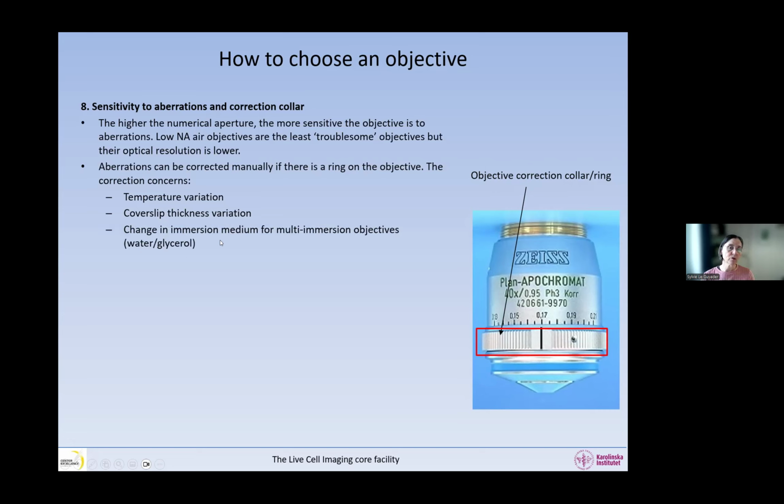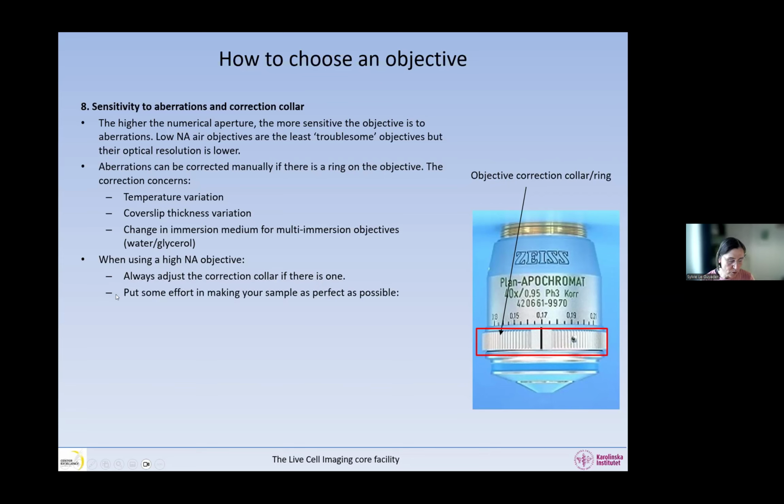And then, some objectives can use different immersion media. So then you can set this ring to be for water or for glycerol, and then you put different immersion media on the objective. When you use a high numerical aperture objective, always check if there is a correction collar like this one. If there is one, always adjust it. This is important. You put a lot of effort into making your sample, and it takes sometimes years to prepare a sample if you want to count the mouse that you have grown and everything. And then at the end, you don't change the ring. It doesn't make sense, right?